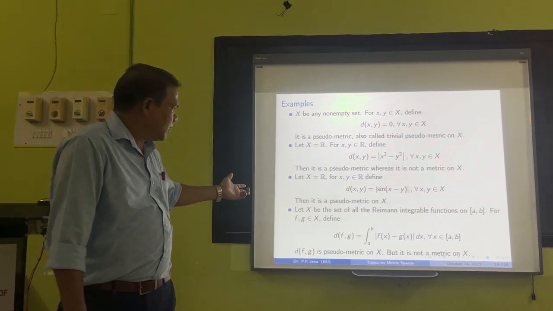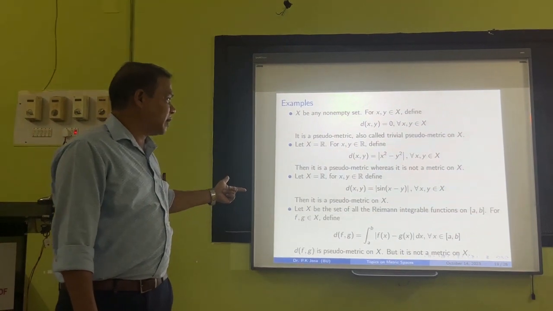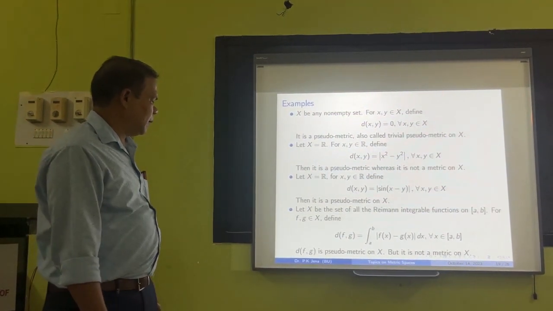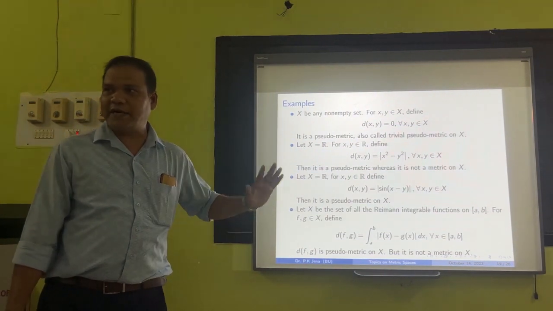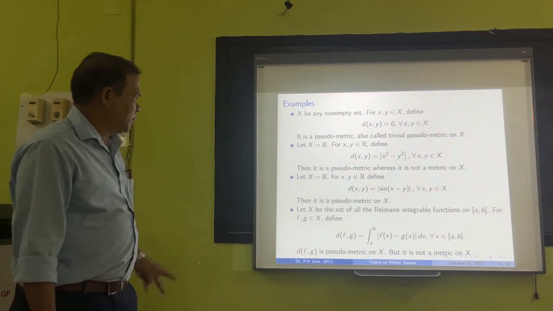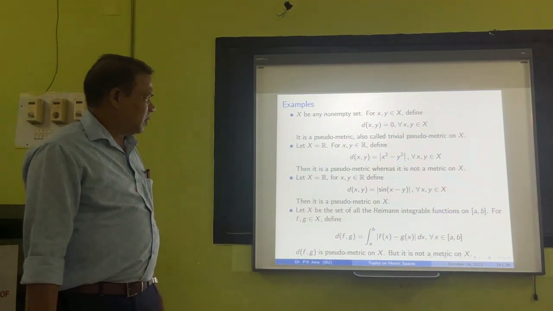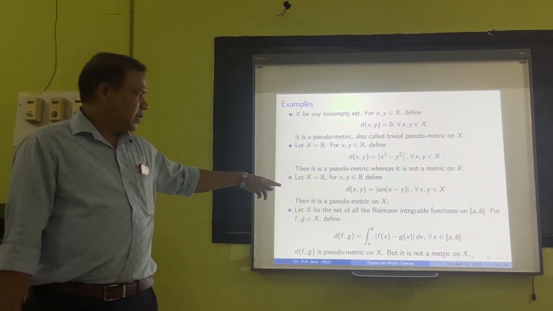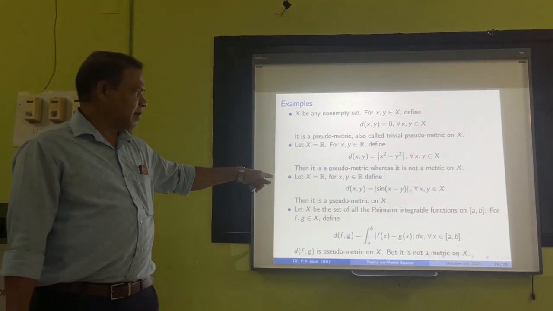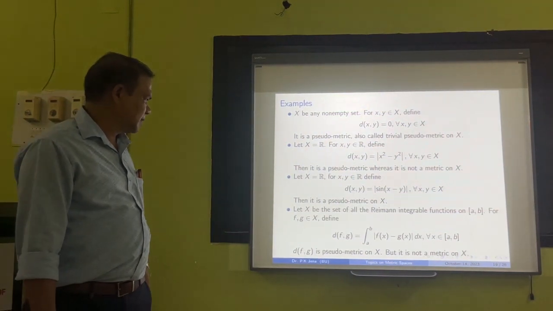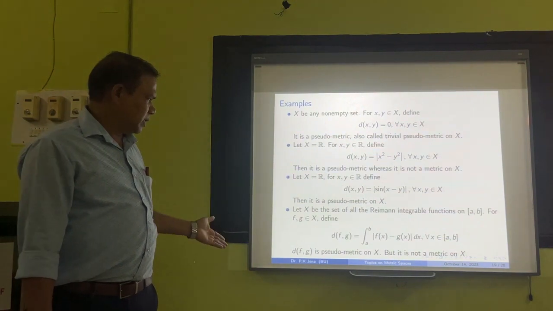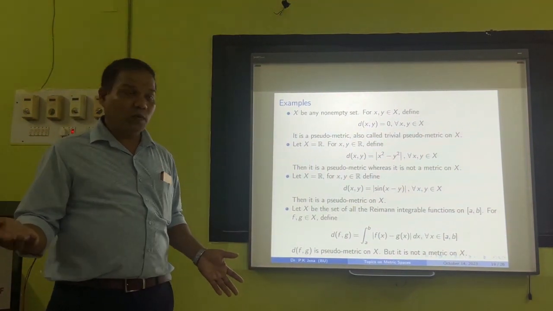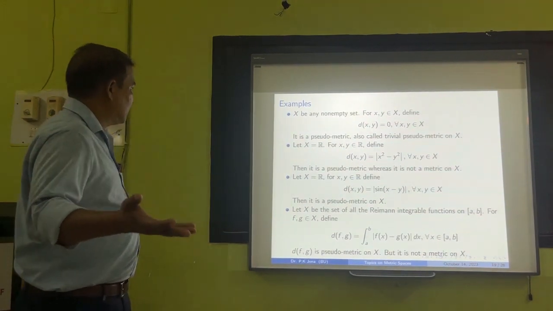So we are considering the fourth example: the set of all Riemann integrable functions on the closed interval [a, b]. If you define D of (f, g), where f and g are Riemann integrable functions on the closed interval [a, b], then D of (f, g) is the integral from a to b of modulus of f(x) minus g(x) dx. It is also a pseudo-metric which is not a metric. So we will come to the next example.